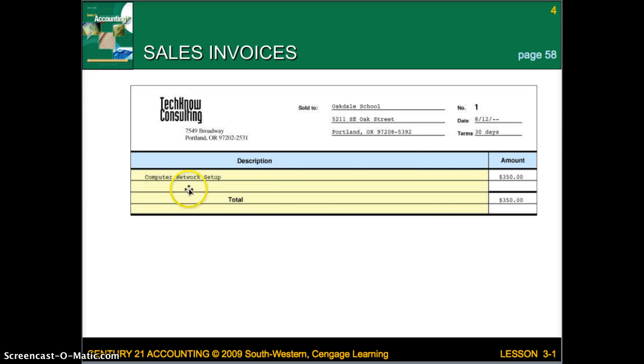So computer network setup, we set up their computer network for $350. So they have 30 days from August 12th of the current year. Those two little lines just mean the current year so that this doesn't get outdated as we use this book. So they have 30 days to pay off $350. So this would be SI1 in a source document.